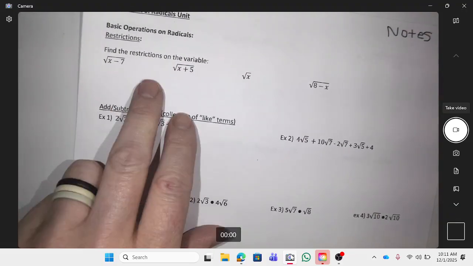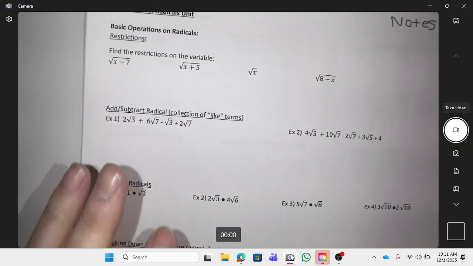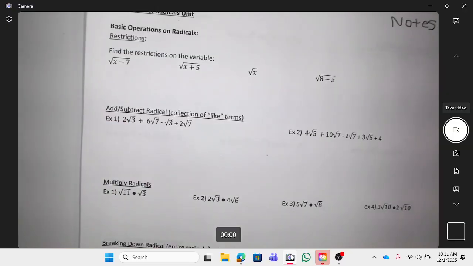Okay, so this word restrictions, we learned this last time with the rationals unit. It was something we can't do. So in rationals, last unit, the thing we couldn't do was divide by 0. That's what we were focusing on. What do we know about square rooting? What can we not do when we square root?